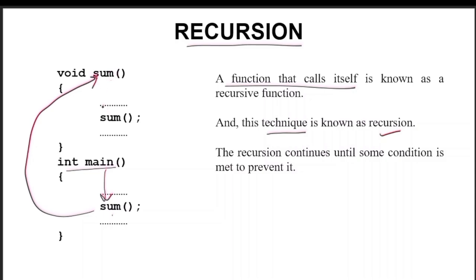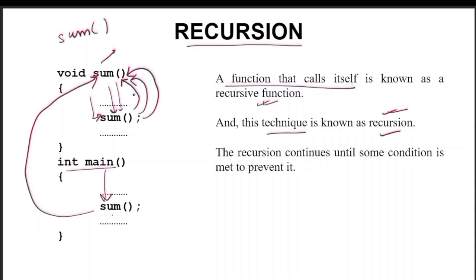Now, inside this sum function, you have a sum function calling again. So this function is again going to call itself. Again, you will come inside, and again it is going to call this function. Again you are going to come inside, and again it is going to call itself. Alright. So a function that calls itself is known as recursive function. So here the sum function is your recursive function, and this technique of calling itself repeatedly is known as recursion.